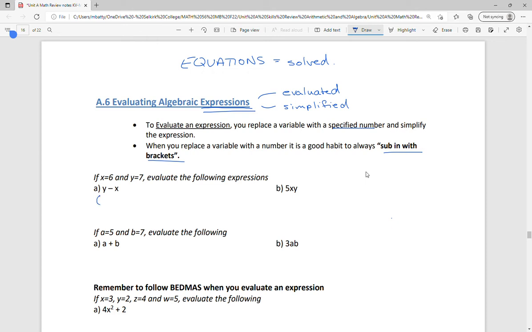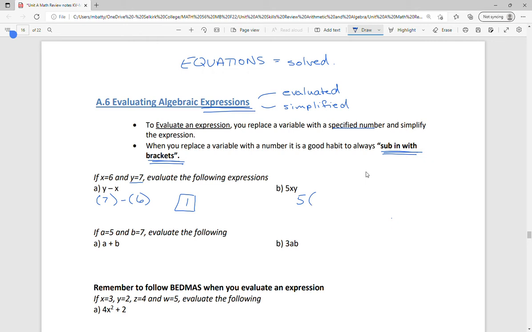So we've got y minus x. It tells me here that y is 7 and x is 6. It's a matter of putting these together with this form. I subbed in with brackets. I probably didn't need to, but like I said, I'm trying to get good habits for when it really does matter. 7 minus 6 is 1.